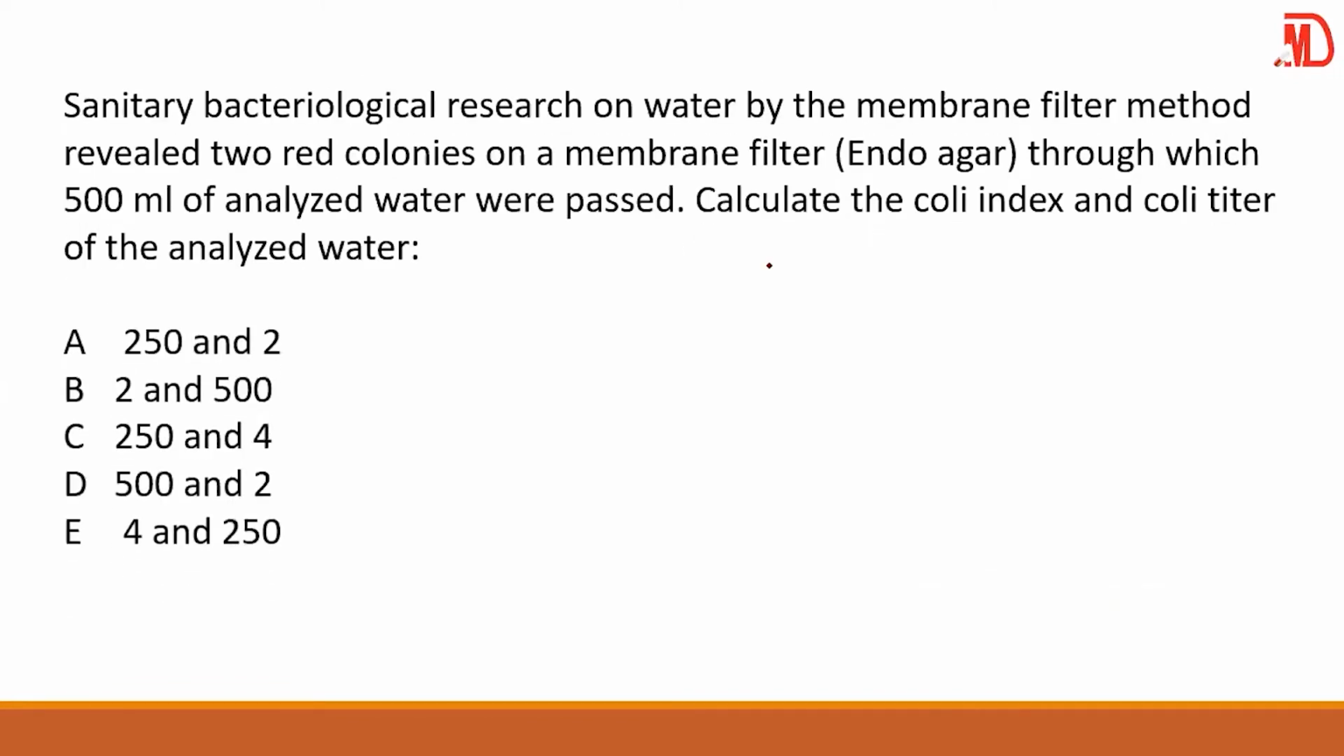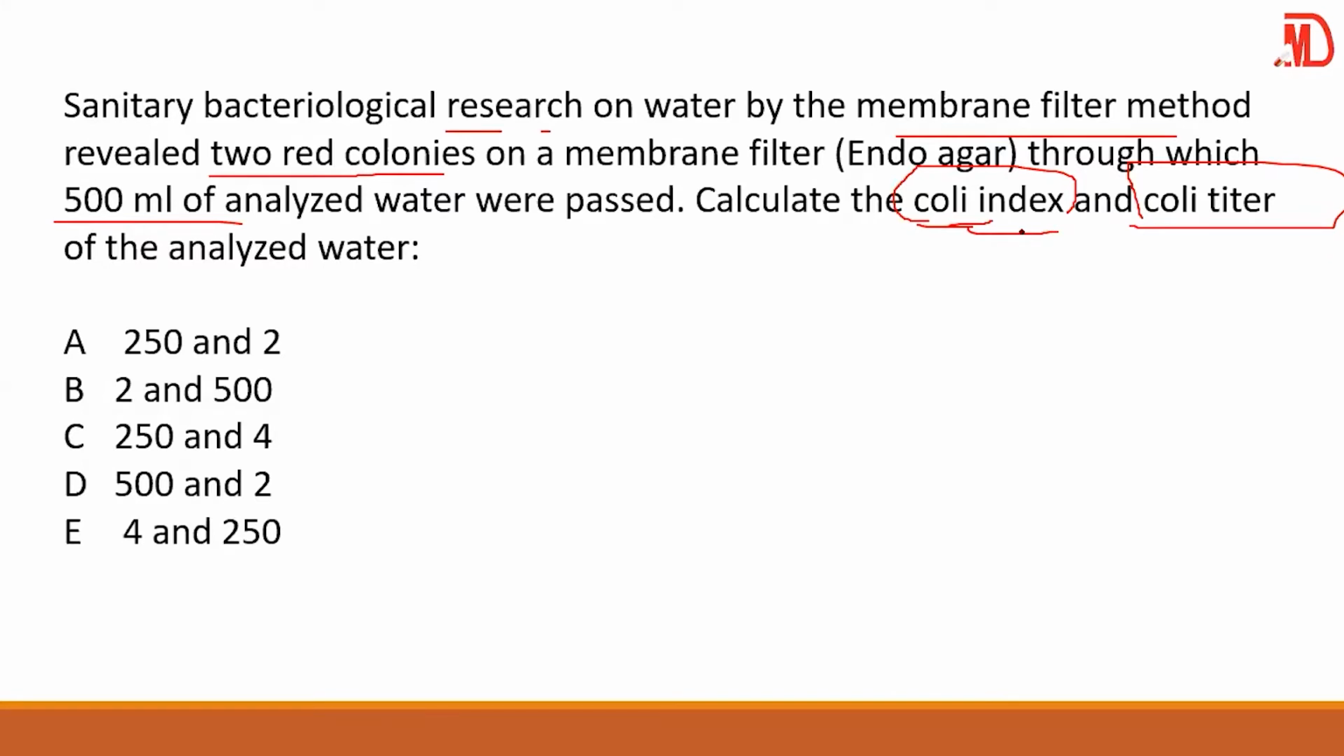What do we have here? A sanitary bacteriological research on water by the membrane filter method revealed 2 colonies. We'll write this down: 2 colonies through which 500 ml of analyzed water were passed. Calculate the coli index, and then the coli titer.